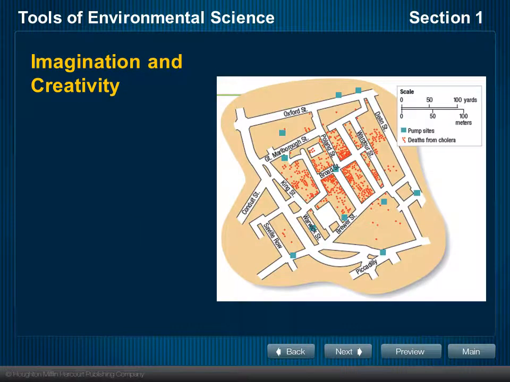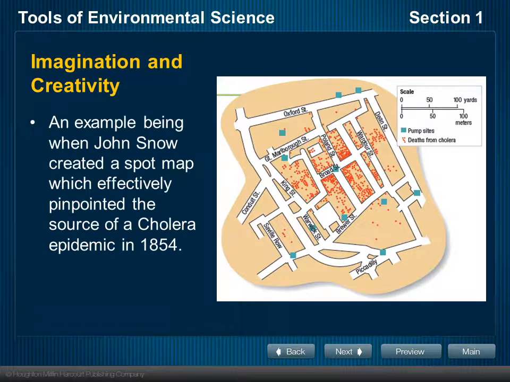All right, an example of this is here. And you can see how this imagination and creativity plays out in this example as you take a look at these slides.